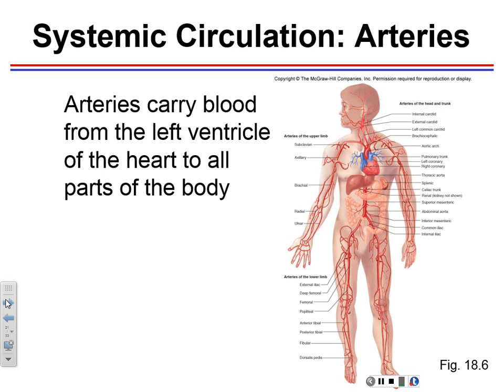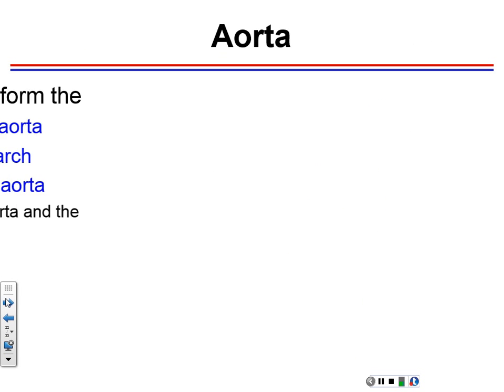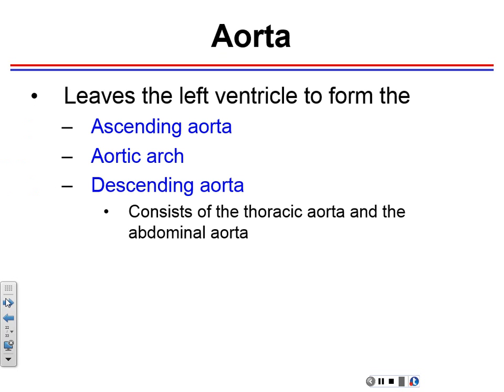So arteries, of course, carry blood from the left side of the body via the aorta to the rest of the body. Remember when we described systemic vessels at that time? The aorta has the ascending aorta. When it's coming out of the heart, it goes up. It's ascending. After that, it curves.